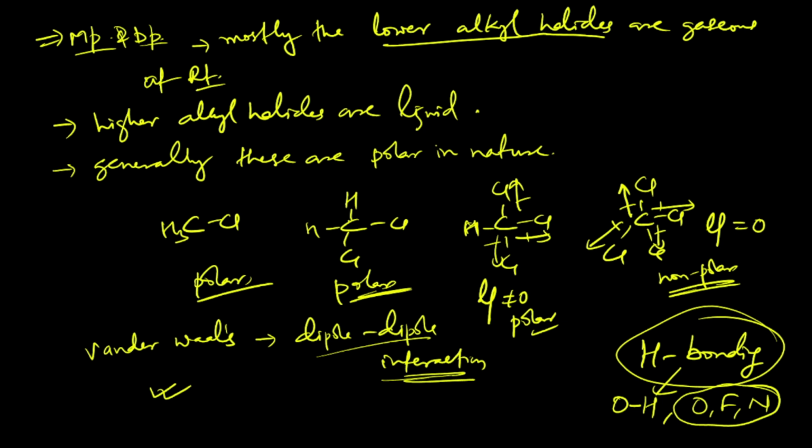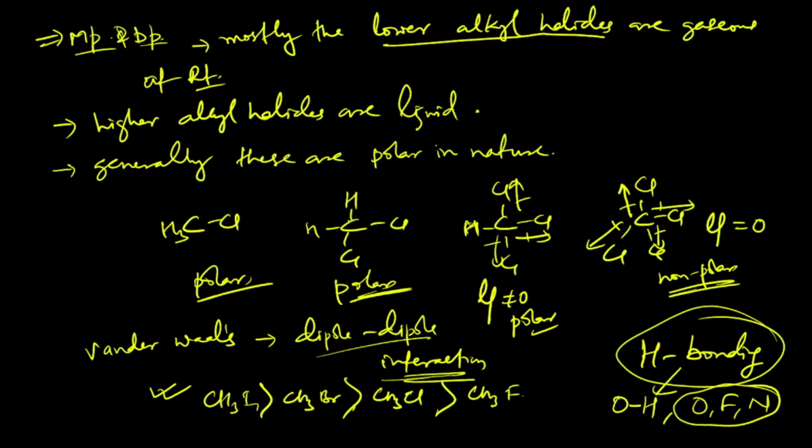Then we can write the boiling point order. Suppose not only chlorine, suppose all are alkyl groups: CH3I, CH3Br, CH3Cl, and then CH3F. How will the boiling point trend follow? Like this: the iodide will have a higher boiling point than the bromide, then the chloride, and then the fluoride. Got it? So this is the boiling point trend it will follow.